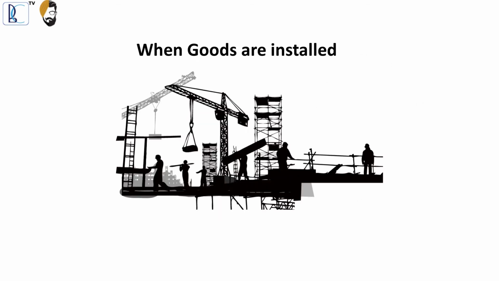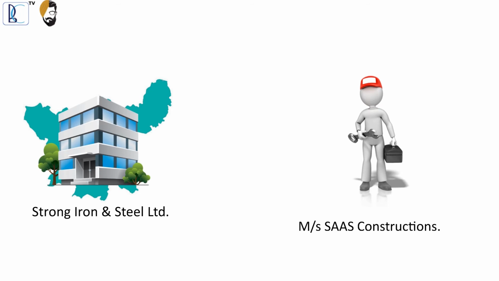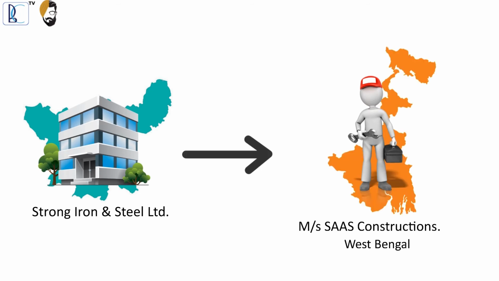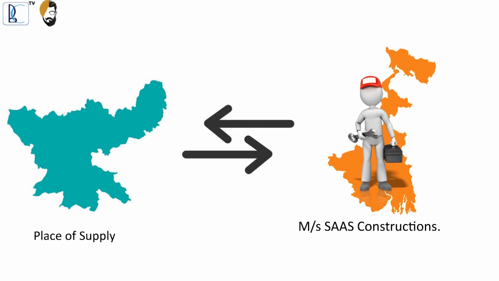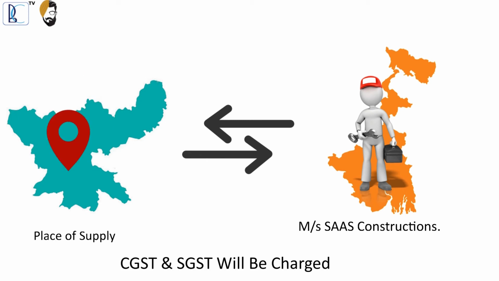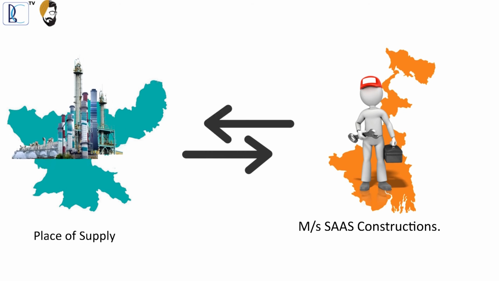Example 2. When goods are installed. Strong Iron and Steel Limited, Jharkhand, asks M/S SAS Constructions, West Bengal, to build a blast furnace in their Jharkhand steel plant. Place of supply will be Jharkhand. CGST and SGST will be charged, although M/S SAS is in West Bengal. The goods, the blast furnace, is being installed at site in Jharkhand, which will be the place of supply.